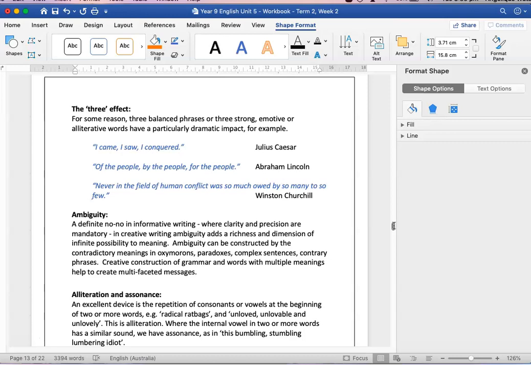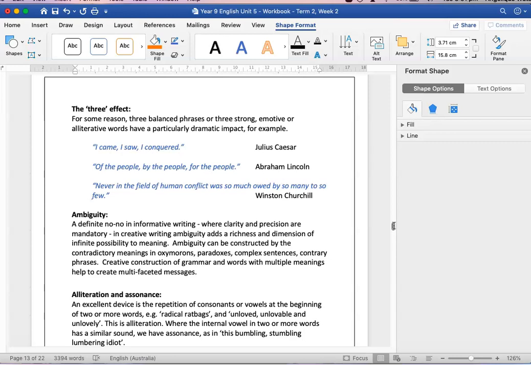Abraham Lincoln's "of the people, by the people, for the people." Another quite memorable statement. And then Winston Churchill again, "Never in the field of human conflict was so much owed by so many to so few." Can you see that play on words, that three effect in those examples?